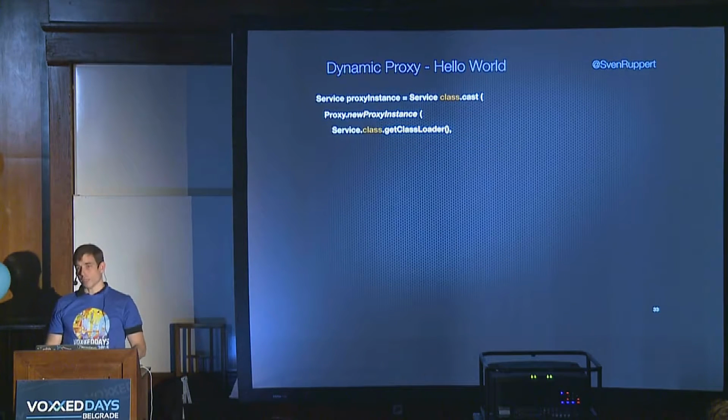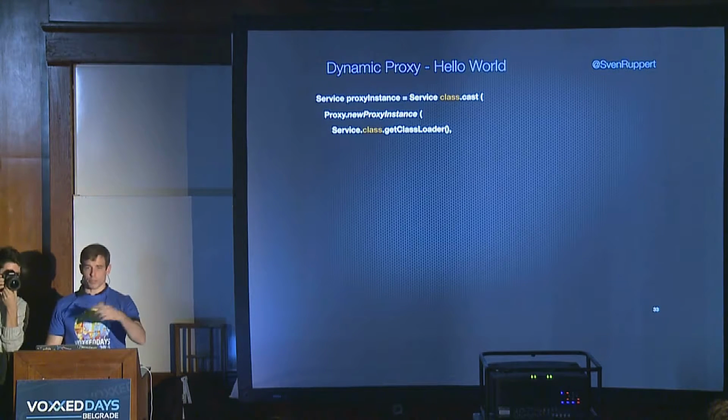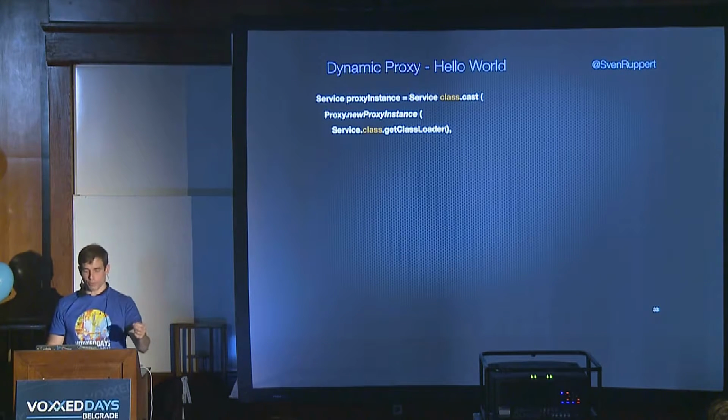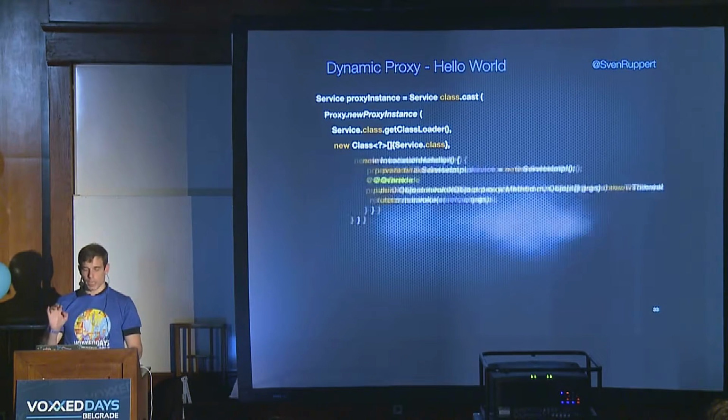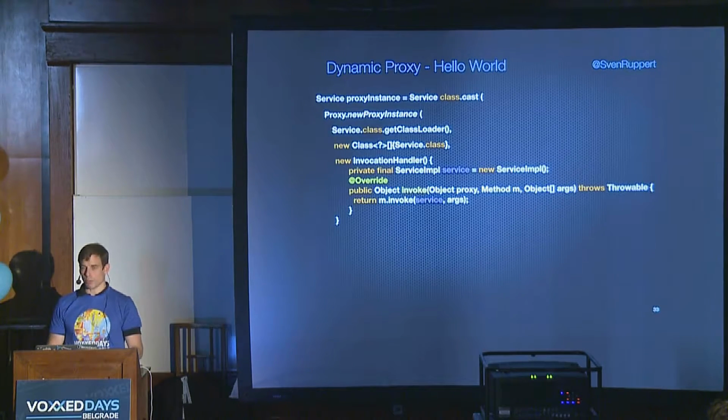For this, I need a class loader to say, okay, from this class loader you will get everything you will need, because this could be a different class loader for sure. Then, if you have only one interface, or if you have more than one interface, you can decide, okay, these are the interfaces the proxy will be implementing. And then here's the important part.